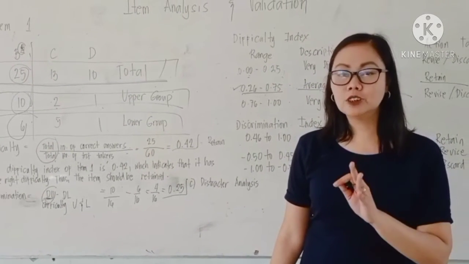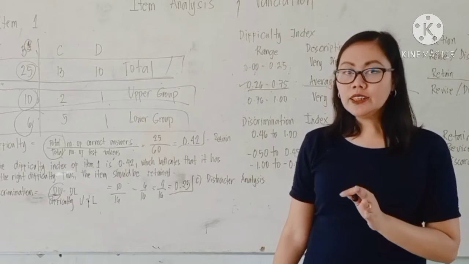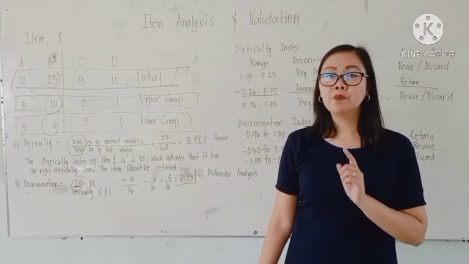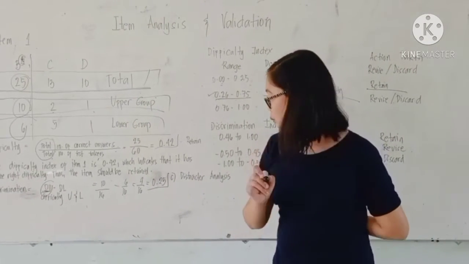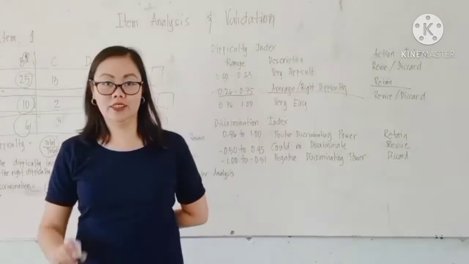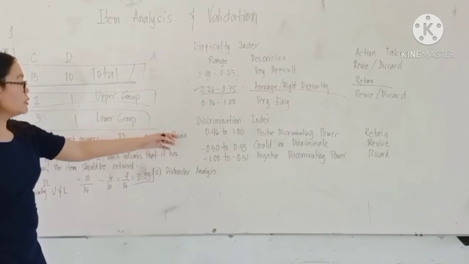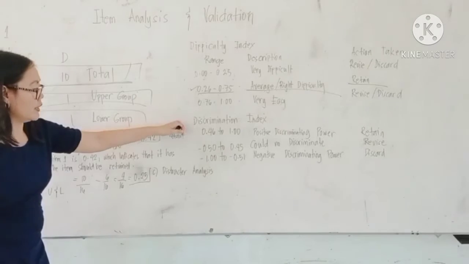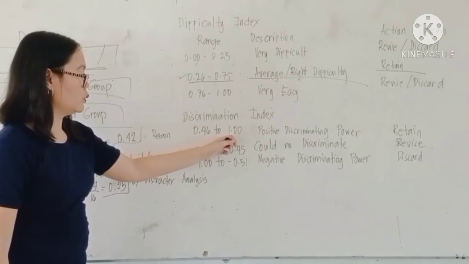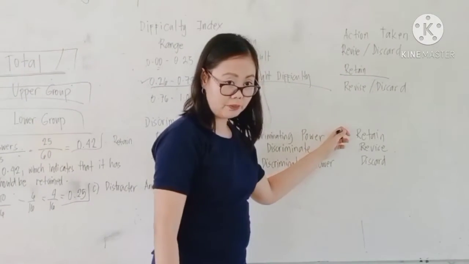Okay? So, that's your discriminating power. Tingnan natin ngayon sa table ng discrimination index kung ano ang description ng 0.25. Does it have the right discriminating power or not? Let us check it out. Okay? So, now we have the table for the discrimination index. Sabi dito, 0.46 to 1.00. It has positive discriminating power. We retain the item.